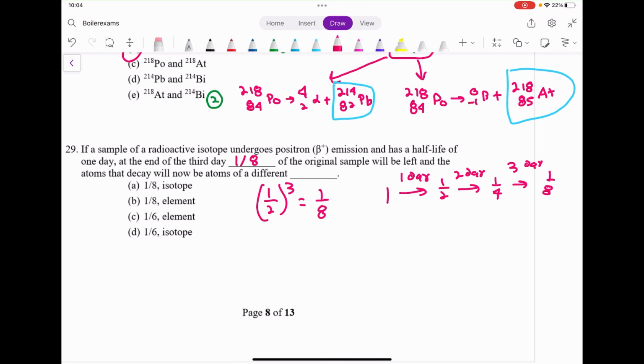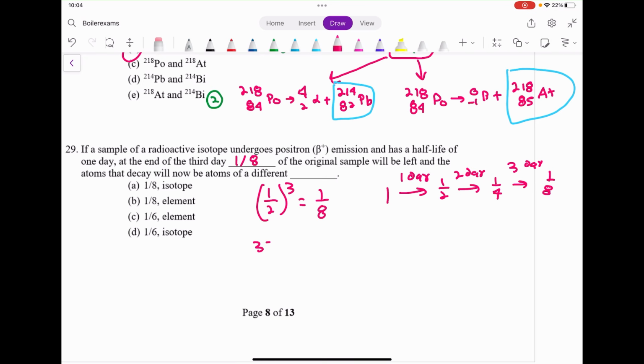And let's see, the atoms will be of a different... and we're doing positron emission. So let's just take a look. They want to know whether it'll be a different isotope, aka just change the mass number, or a different element if we change the atomic number. So let's just balance an example equation.